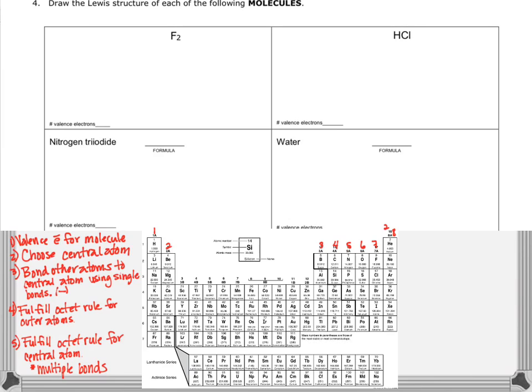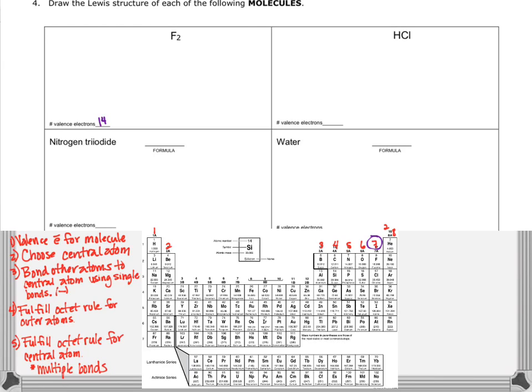So the first one is F2. So first, I want to find out how many valence electrons there are for F2. So fluorine's in group 17. So by looking at it, I know that each fluorine contains 7 valence electrons, which it says here. So I have 2 fluorines. So I'm going to have a total of 14 valence electrons.